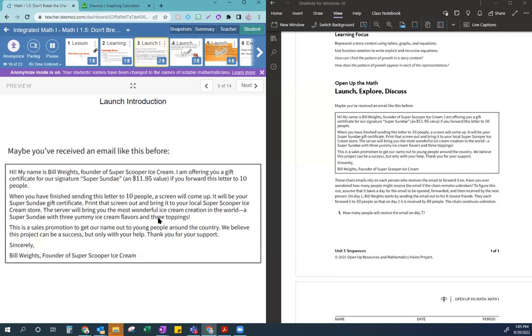The server will bring you the most wonderful ice cream creation in the world, a Super Sundae with 3 yummy ice cream flavors and 3 toppings. This is a sales promotion to get our name out to young people around the country. We believe this project can be a success, but only with your help. Thank you for your support. Sincerely, Bill Waits, the founder of Super Scooper Ice Cream. That's hard to say 5 times.